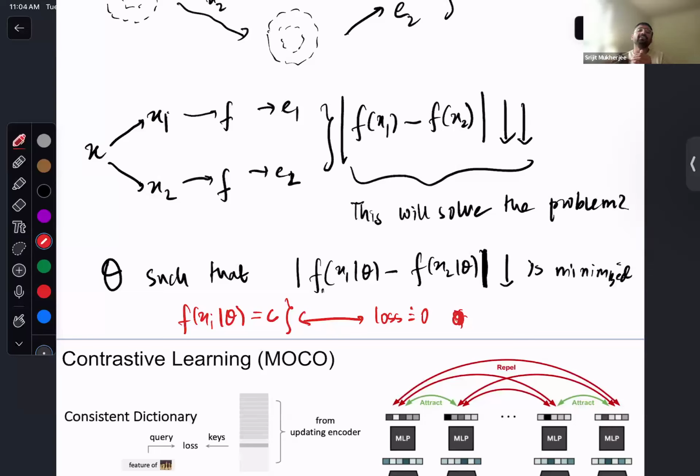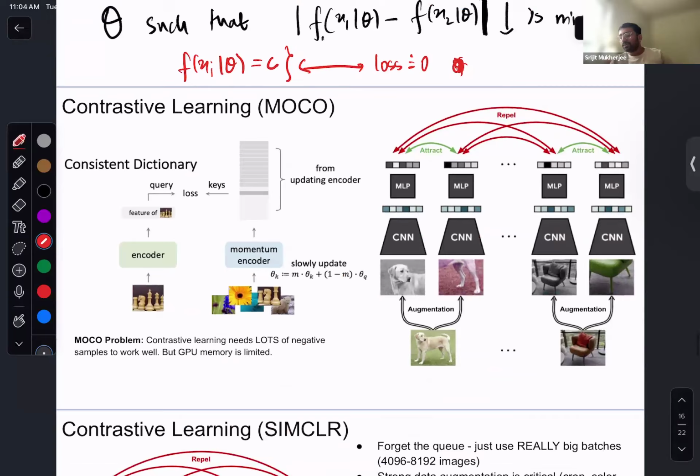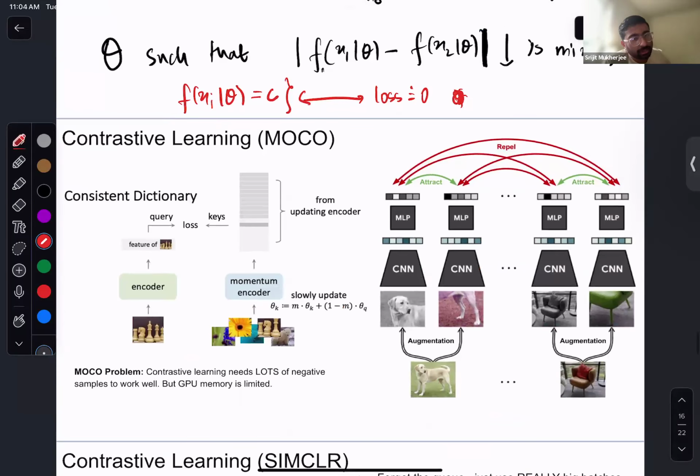Like the same idea in GAN, we need a discriminator and generator kind of so that it balances out each other. Okay. So that's where contrastive learning came up. In contrastive learning, I will not go into the details. They created an idea of negative pairs.